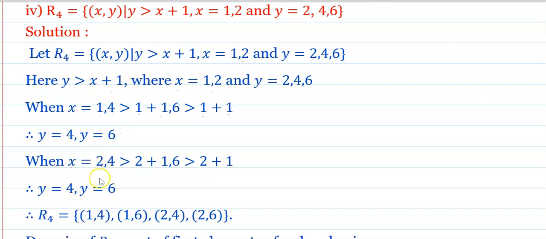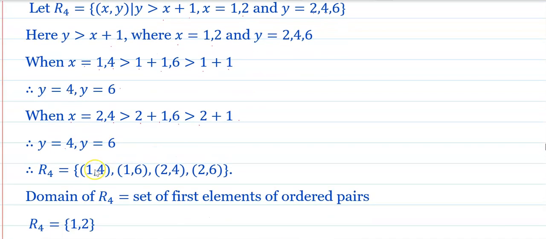If you take x is equal to 2, then y is greater than x plus 1, as given. That is, if we take y again, 4 is greater than 2 plus 1, 6 is greater than 2 plus 1, that is y is equal to 4 and y is equal to 6 here, when x is equal to 2. Therefore we have the R4 relation.